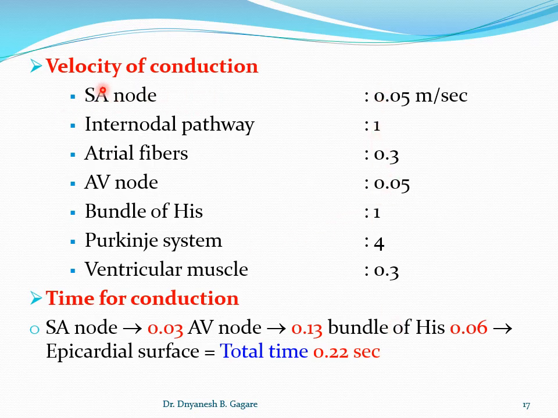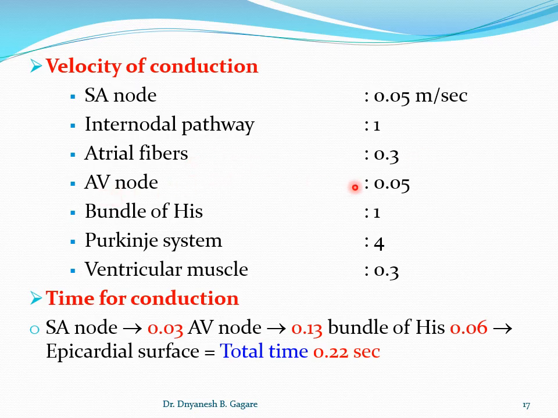Here, see, the velocity of the conduction is less in the SA node, because the function of the SA node is only to generate the impulse, because their excitable cells are more. So here it is just 0.05 meter per second, but velocity increases up to 1 meter per second in the internodal fiber, then 0.3 meter per second in the atrial fibers.